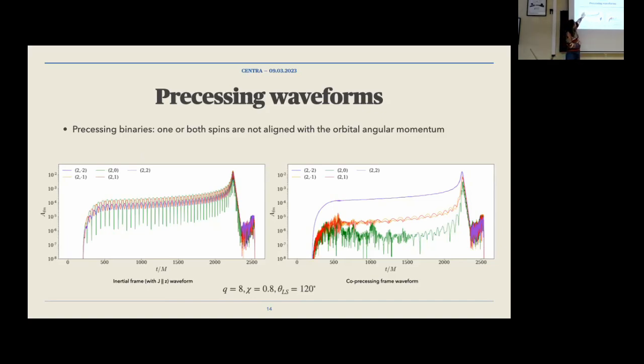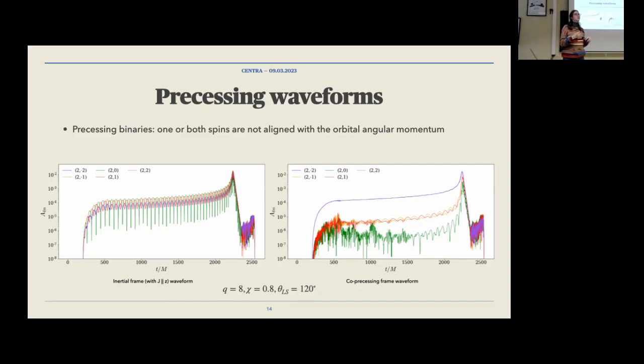The higher harmonic modes, the (2,0), (2,1), (2,-1), have even more power than what should be your dominant mode. And this makes modeling this gravitational wave signal almost impossible. It's a nightmare. And so what we do instead is that we transform to a non-inertial frame. And in this non-inertial frame, we track the precession of the binary.